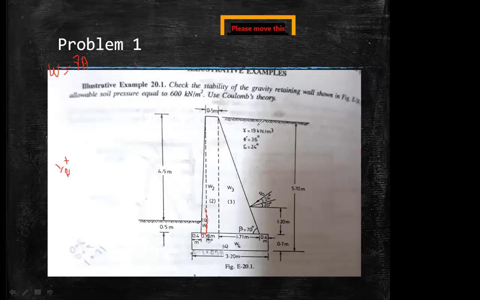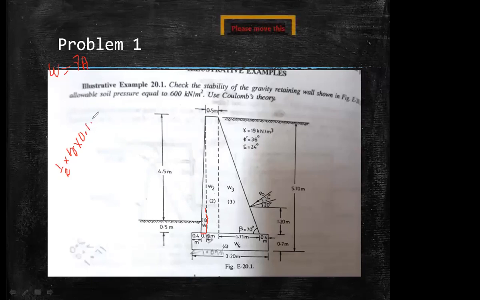How much are you taking for the base? 0.19. Yes, 0.19 is correct. See the diagram carefully. This is very important. So 0.19 into the height, the area of the triangle.